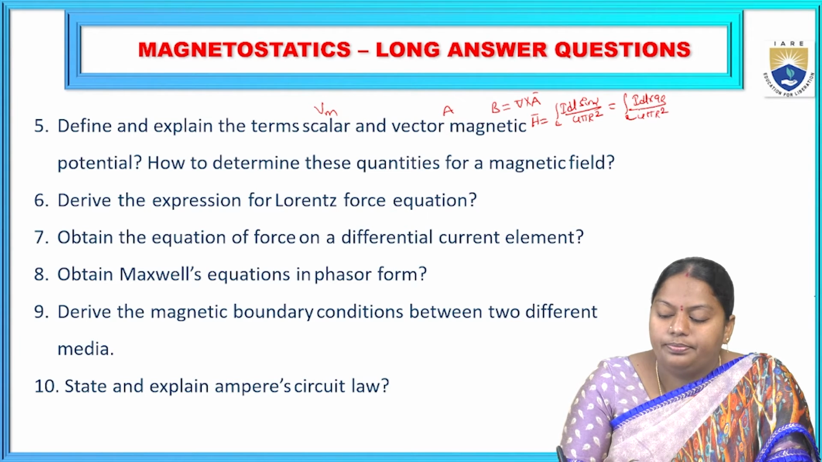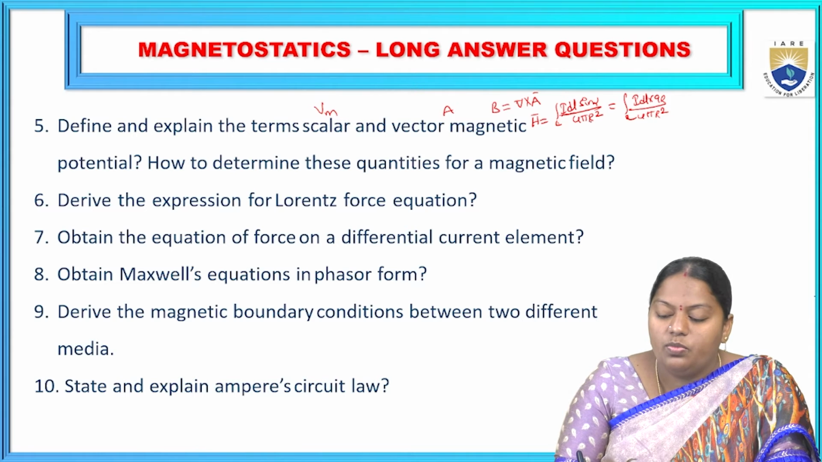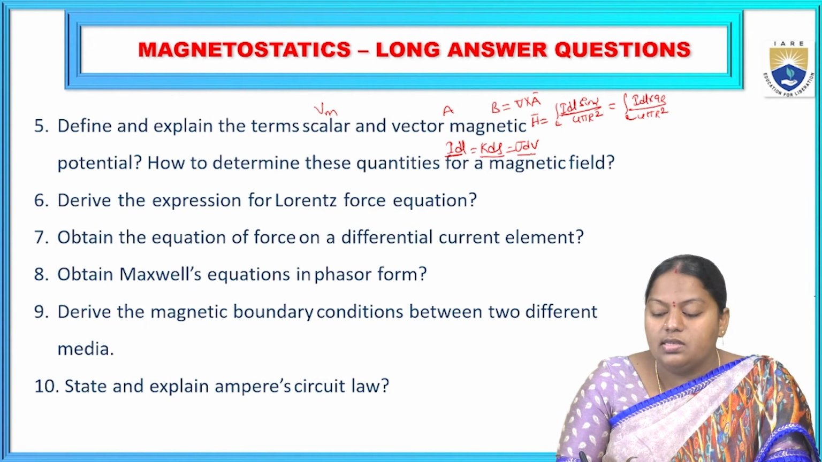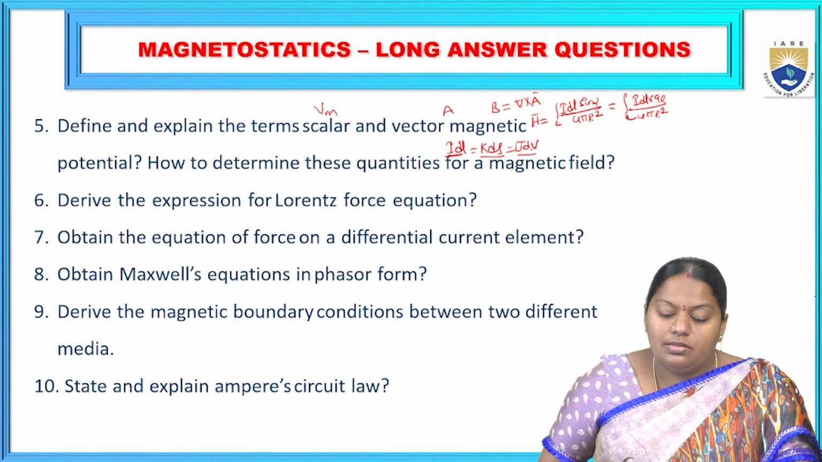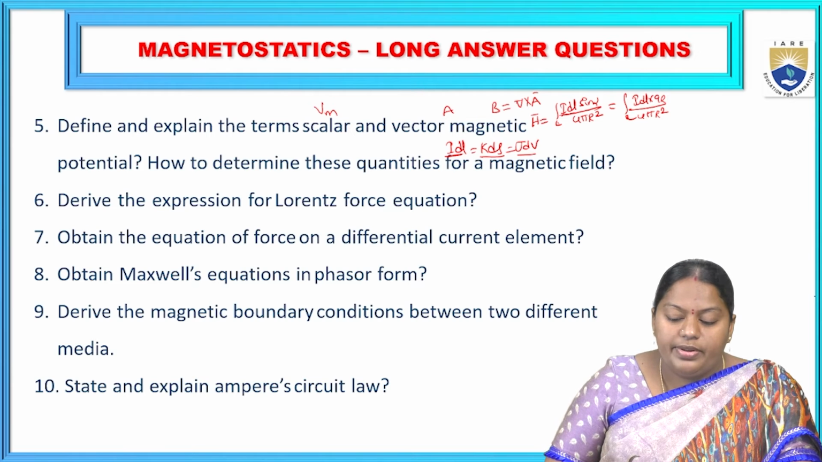This is for the line current element. For a surface current element, we just replace I dl by K dS, and for a volume current element it is replaced by J dv. The three current distributions in magnetic fields are given by I dl is equal to K dS is equal to J dv. This is for the line current element, this for the surface current element, and this for volume current elements. These are the different quantities to be measured in magnetostatic fields.